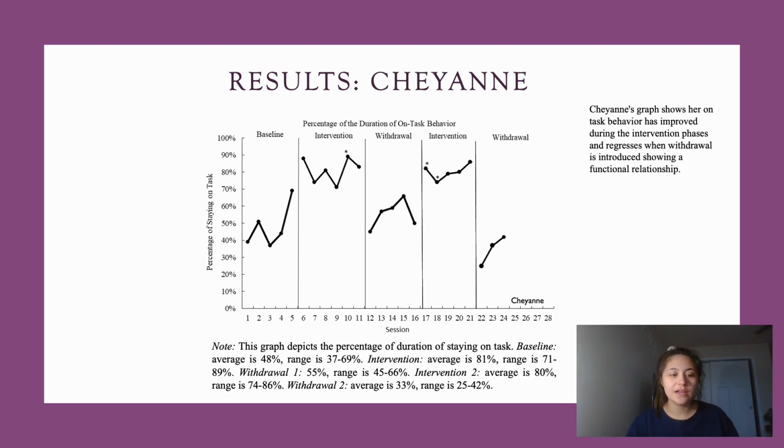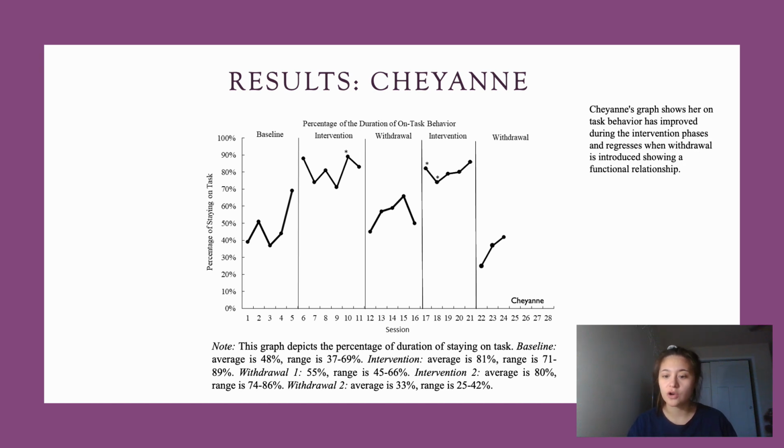So I'm going to be talking about my results. So the results of Cheyenne. The average of the baseline is 48%. The range is 37 to 69%. For the first intervention phase, the average is 81, so that's definitely an increase from my baseline average, that was 48%. The range of the intervention is 71 to 89%.